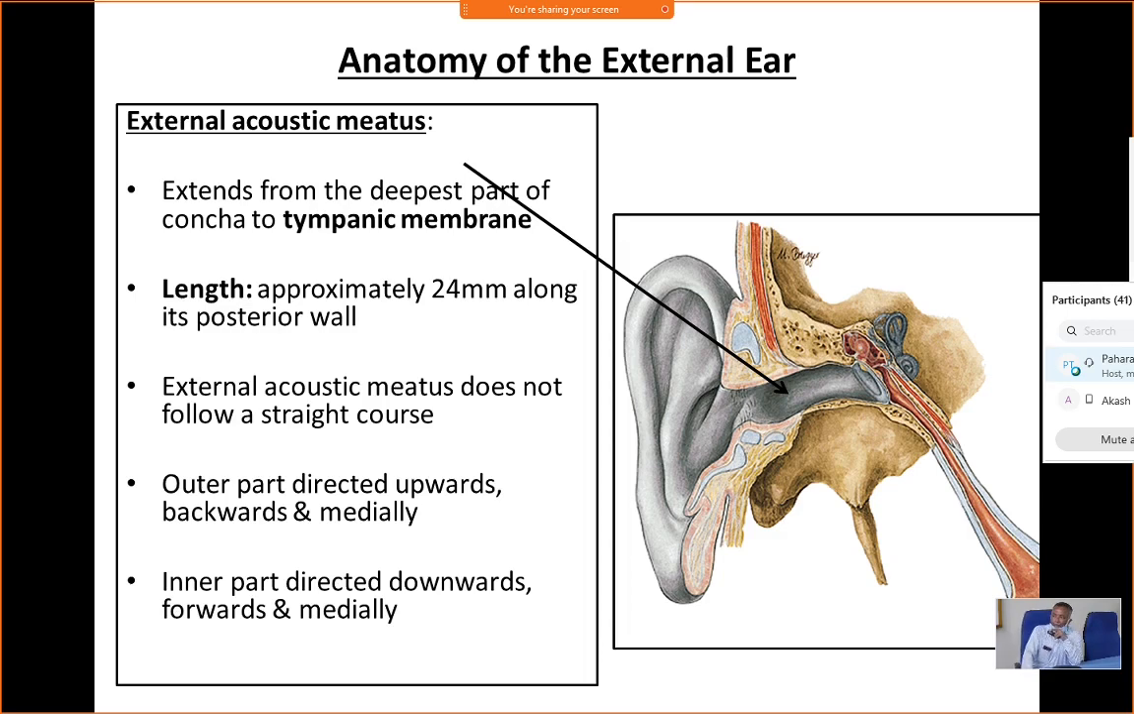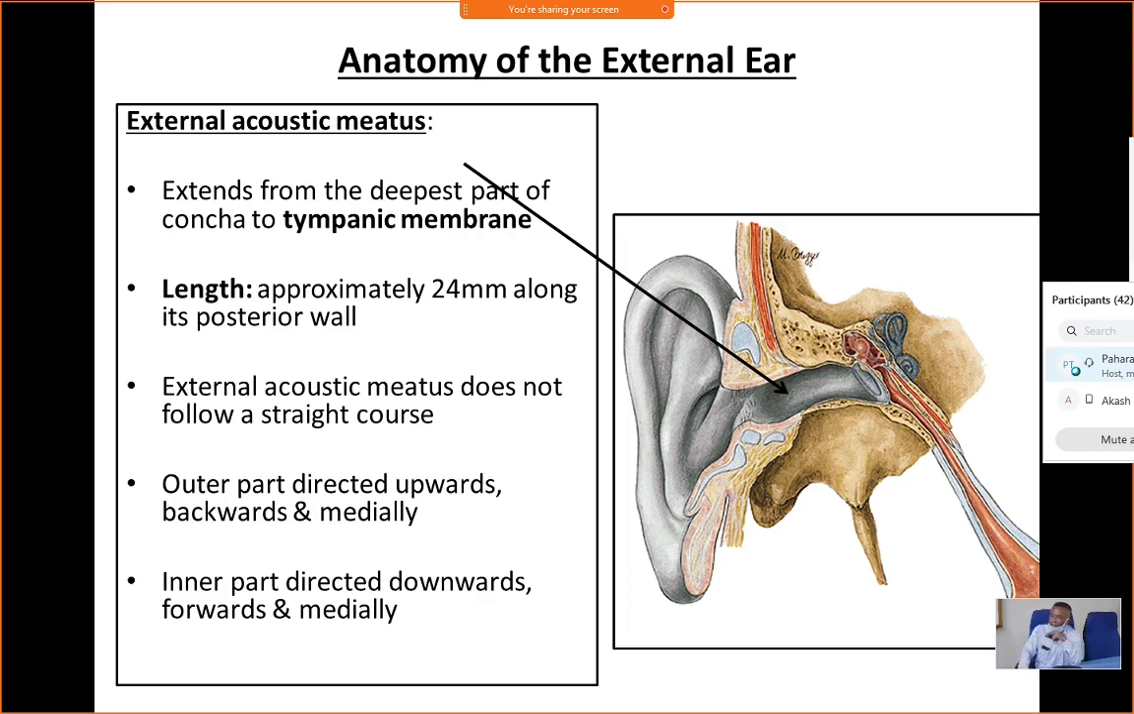So length is around 24 millimeter, or you can say 2.4 centimeter along its posterior wall, not the anterior wall, because the posterior wall is longer than the anterior wall. Then the external acoustic meatus is not a straight line. So what happens? The outer part is directed upwards, backwards and medially. The inner part is directed downwards, forwards and medially.